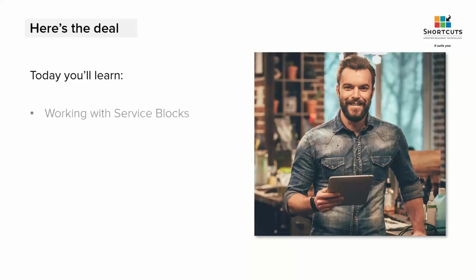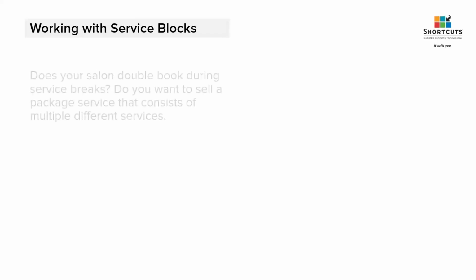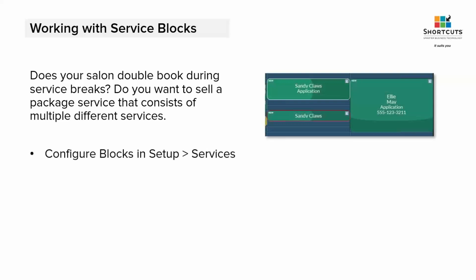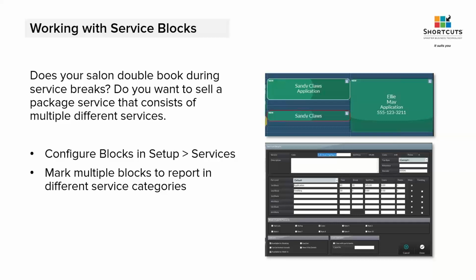So for today's session, Advanced Appointment Book, we're going to learn a few things: working with service blocks, how to set up resources, and using the appointment assistant or the waitlist. Most of you are hopefully familiar with the basics of the appointment book. We previously talked about making appointments, moving appointments around, all of that. If your business would like to have greater control over how appointments show up in the appointment book, that is when you want to consider working with service blocks.